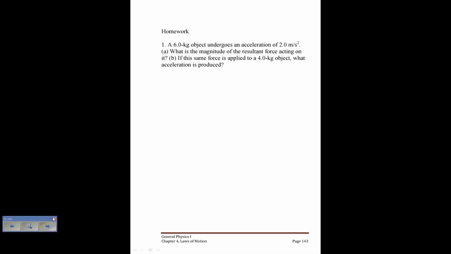Alright, this is Chapter 4 homework for Physics 201. A 6 kilogram object undergoes an acceleration of 2 meters per second squared. What is the magnitude of the resultant force acting upon it? So this is a simple application of F equals ma.